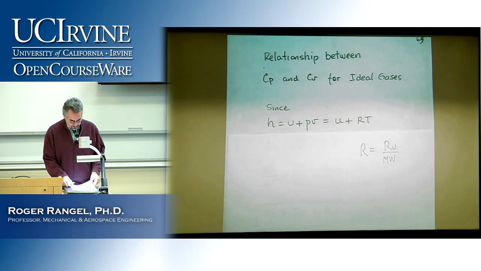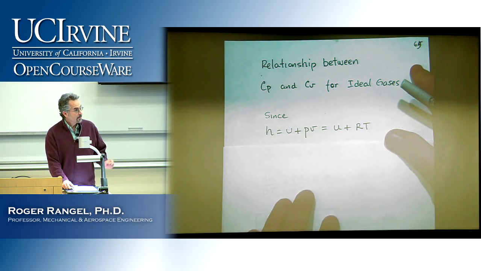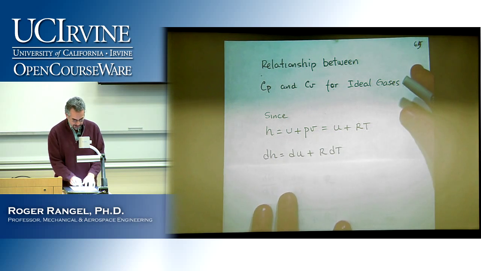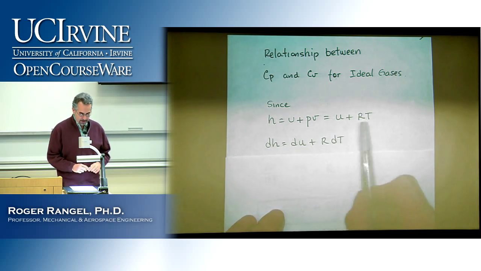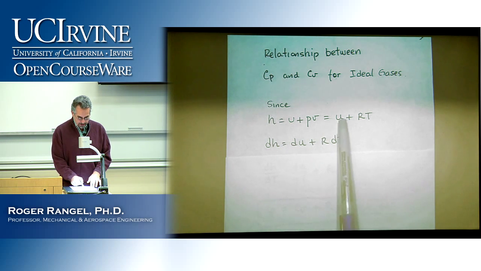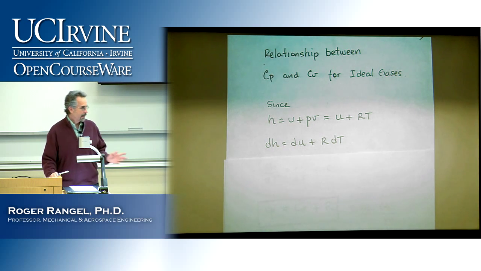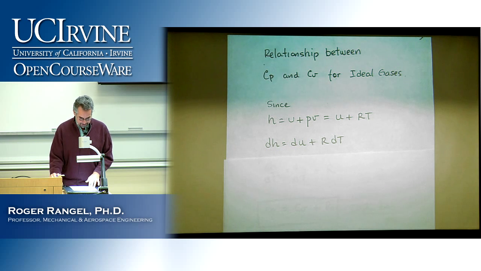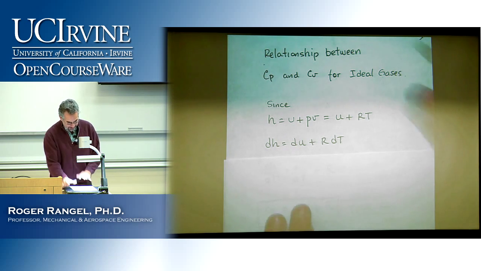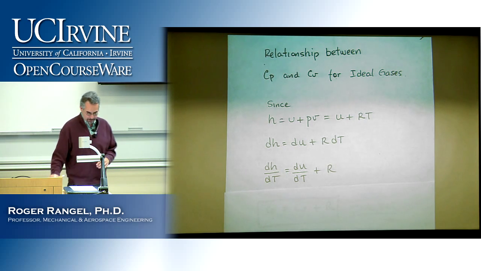All right, so let's now do the differentiation, which we're going to need for the specific heat. So let's take this and differentiate it. H, of course, differentiates to dH, U differentiates to dU, and RT differentiates to R dT because R is a constant for a gas. So what happens if I now divide by dT, by the change in temperature? I get that simply by dividing by dT. And what do I have there?